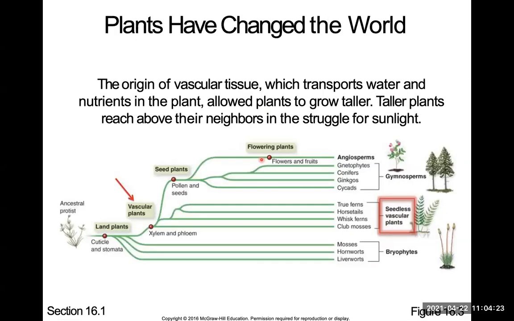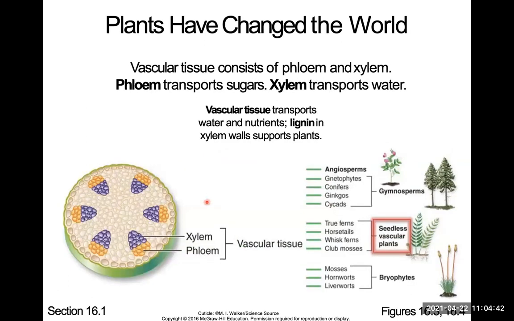Next, we have the seedless vascular plants. Now they have vascular tissue, which can transport water to higher heights, and it can help them grow taller. If they're tall, they can get more sunlight. Maybe they're taller than their neighboring plants. And that's better for growth. So the vascular tissue I need you guys to know is phloem and xylem.